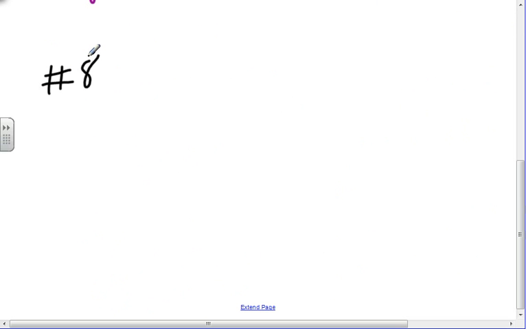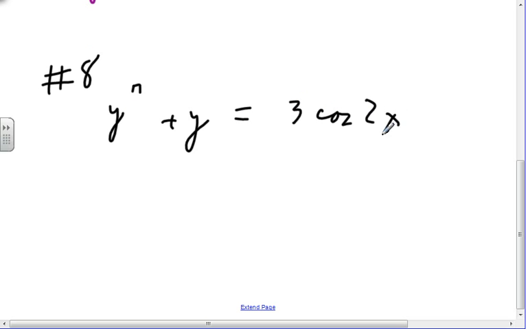unless there's something else going on. Okay, so I've got y double prime plus y is equal to 3 cosine 2x. And I want to show that y1, being cosine x minus cosine 2x, is a solution to that equation. Okay, so that's what I'm planning on showing.